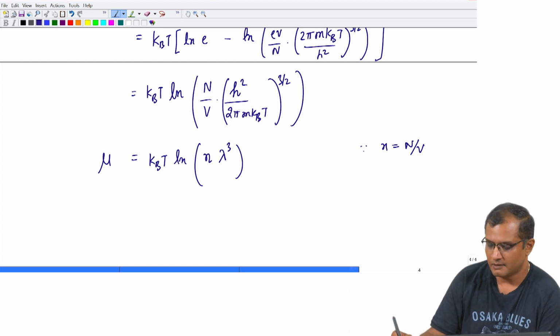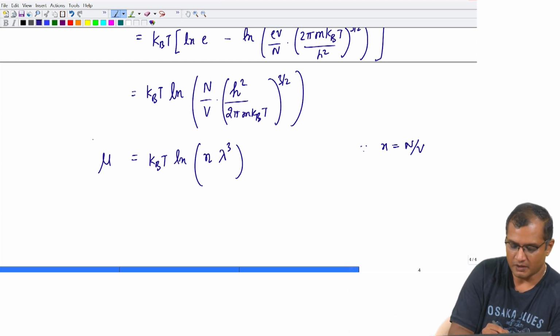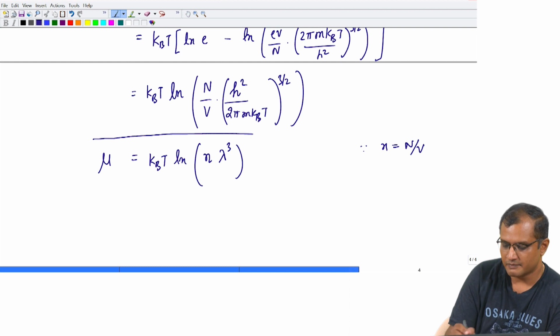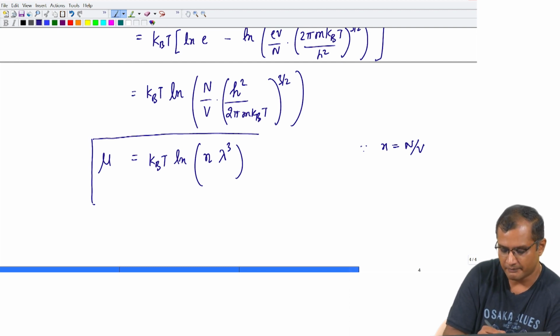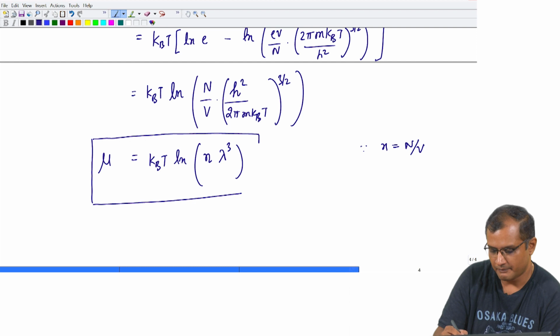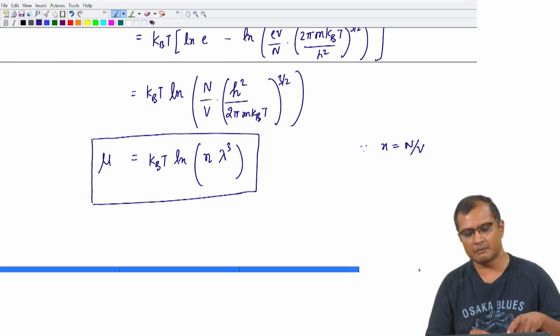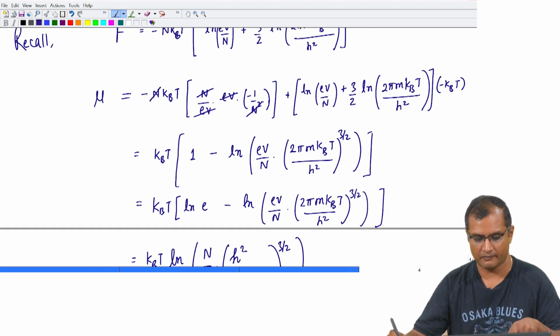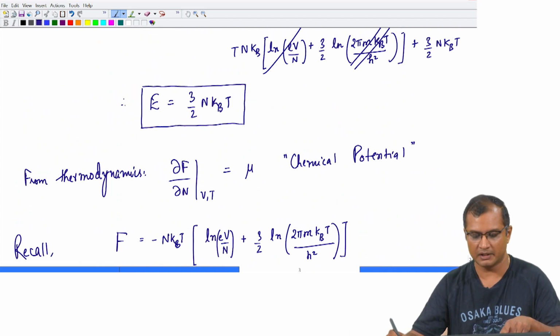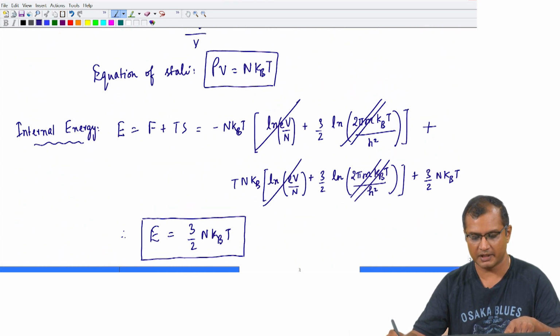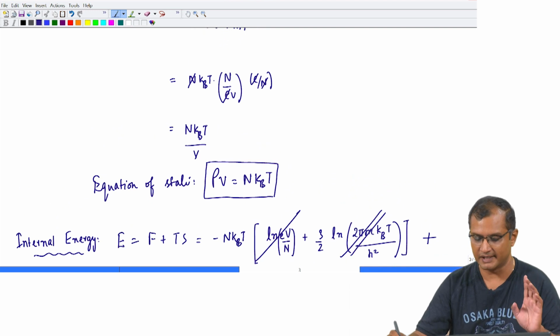So let me write down the three results we have obtained here. We obtained the chemical potential, we obtained the internal energy, and we obtained the equation of state for the ideal gas.